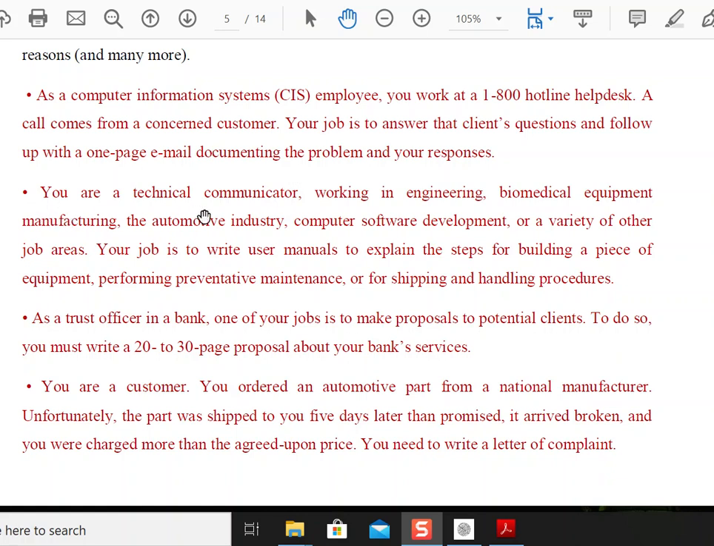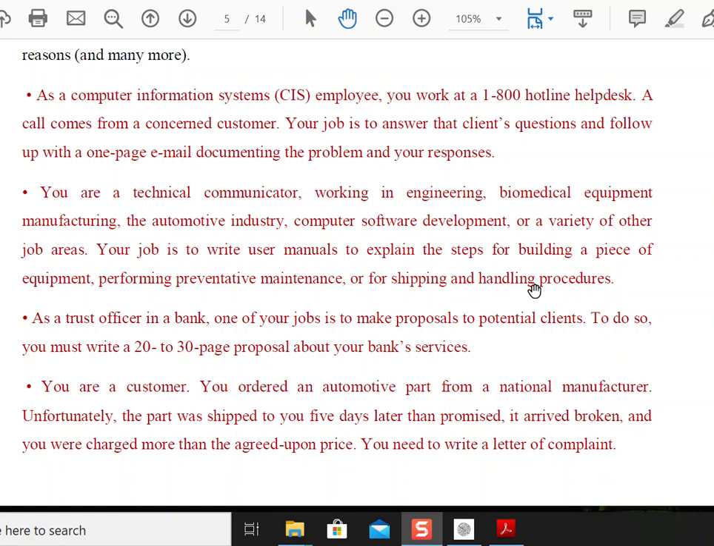Second is, you are a technical communicator working in engineering, biomedical equipment manufacturing, the automotive industry, computer software development, or a variety of other job areas. Your job is to write a user manual to explain the steps for building a piece of equipment, performing preventive maintenance, or shipping and handling procedures.